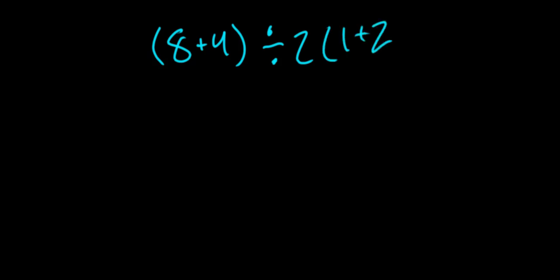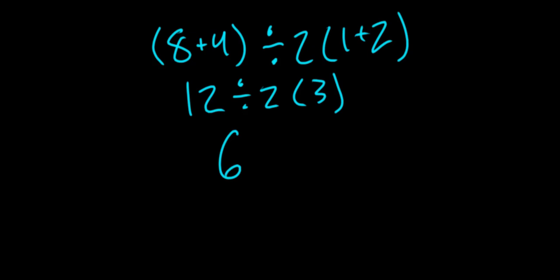We have 8 plus 4 divided by 2 times (1 plus 2). So let's simplify our parentheses first. We have (8 plus 4) divided by 2 times 3, so 12 divided by 2 times 3, where 1 plus 2 is 3. And now we have multiplication and division left, so we just go from left to right. So 12 divided by 2 is 6, and 6 times 3 is equal to 18.